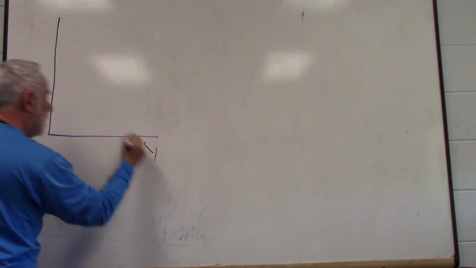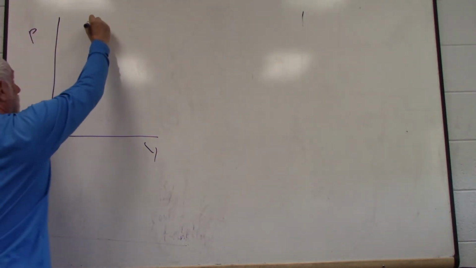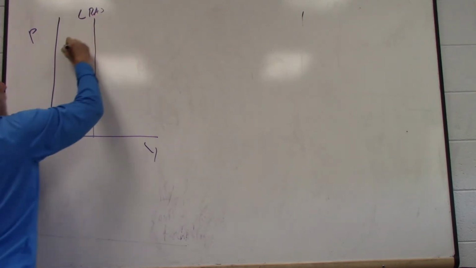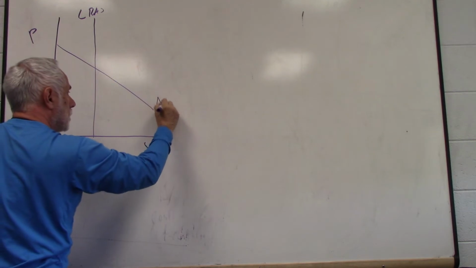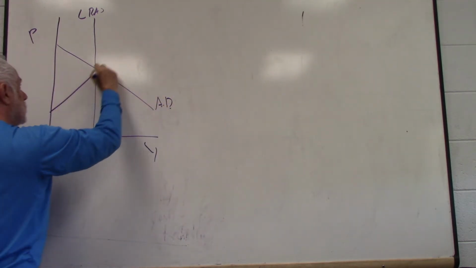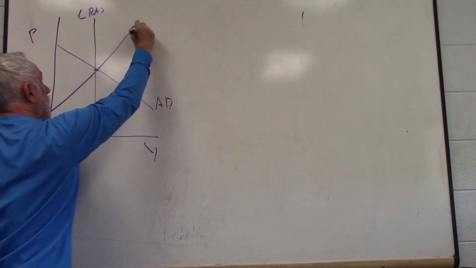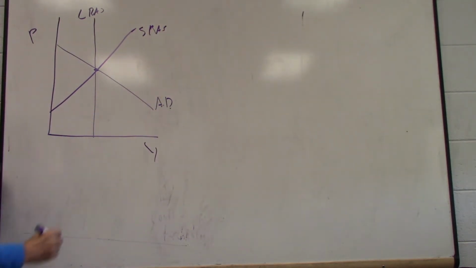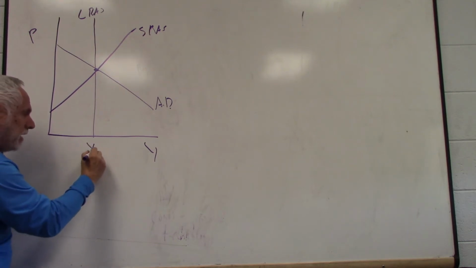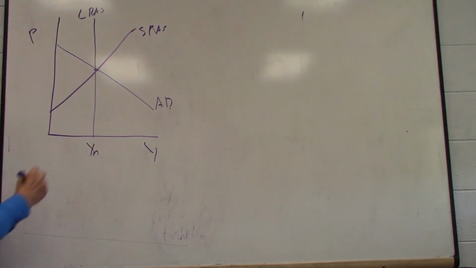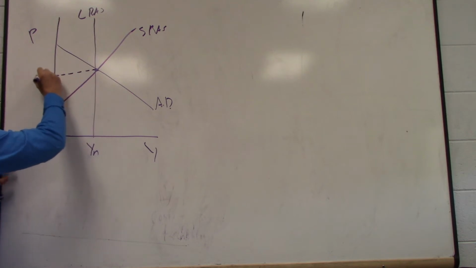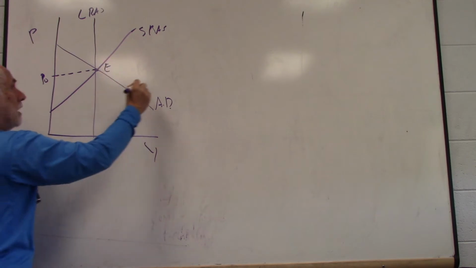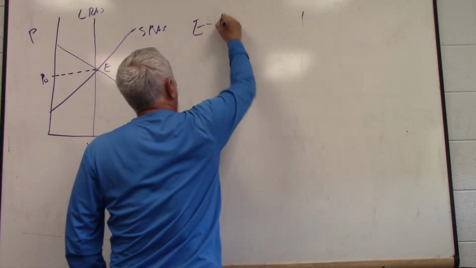Here's output, here's the price level, and now here's long-run aggregate supply, and here is the aggregate demand schedule, and here is short-run aggregate supply. Okay, and we're now going to call this level of output Yn, and I'm going to define this in a minute. And this will be the price level P0. Okay, and we'll call this intersection point E. So point E is long-run equilibrium.